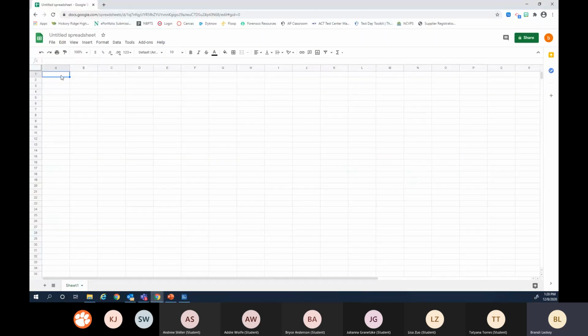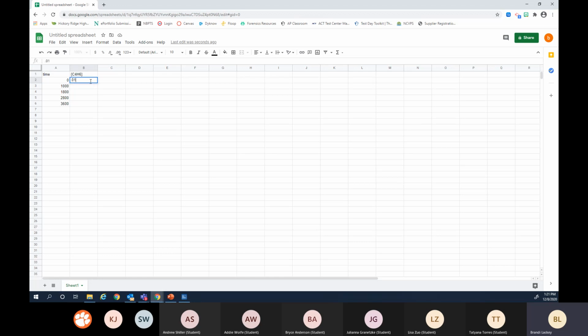So here's my spreadsheet. The data it gave me was time, and the concentration of C4H6. So I'm just going to type in what I have here. The times were 0, 1,000, 1,800, 2,800, and 3,600.